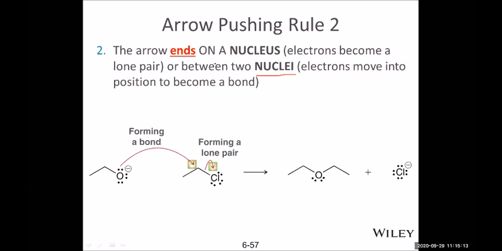The arrow should end on a nucleus. It starts from a lone pair, but has to end where the electrons are needed. So this arrow landed on the carbon. You can see it lands on the carbon. And this arrow also lands on the chlorine.